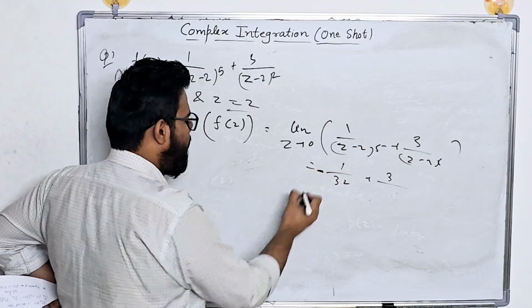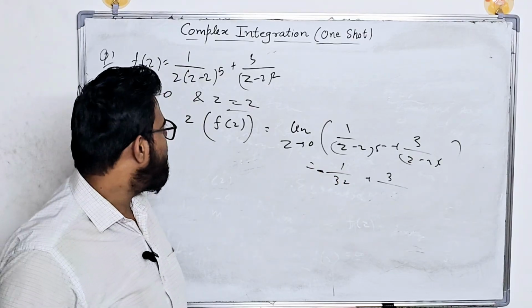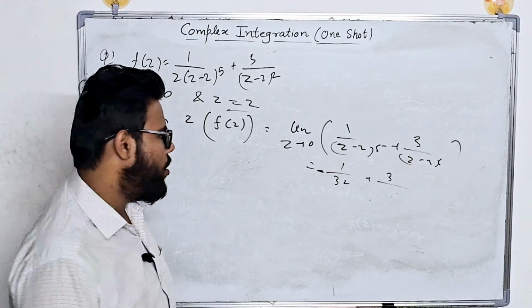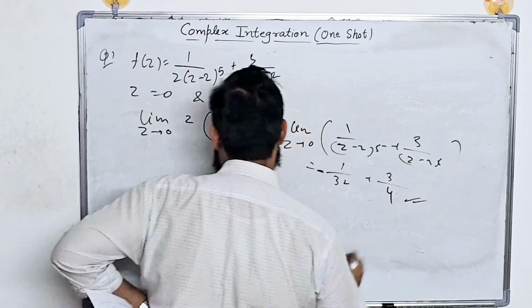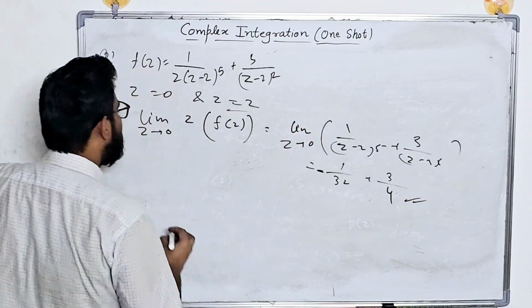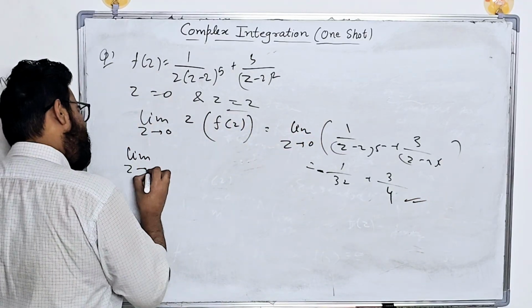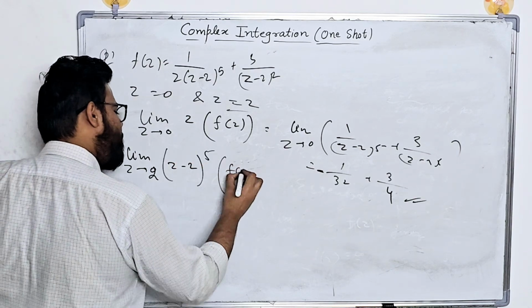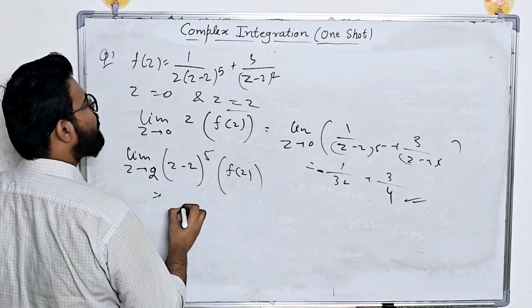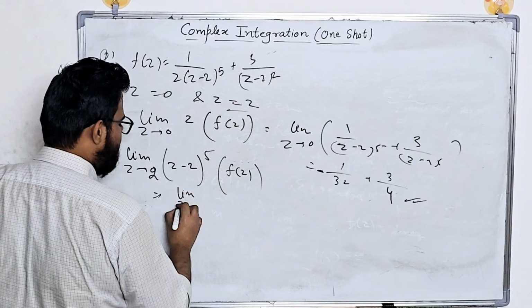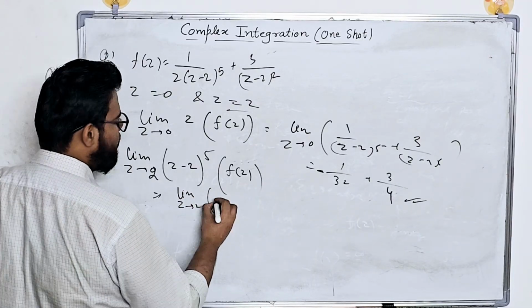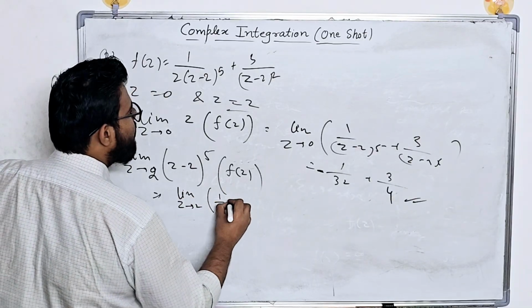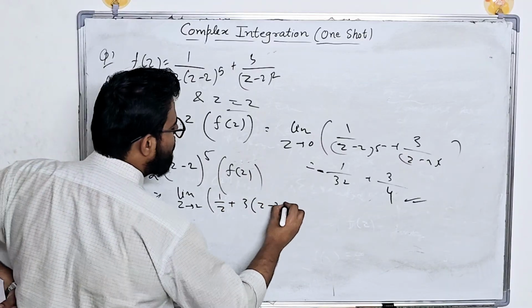It will be negative, this value. Z minus 2, what is z minus 2? It is negative 2, whole square is equal to 4. So that is the expression; you can solve it further. Now the limit at z tends to 2 of z minus 2 raised to power 5 times f of z is equal to the limit z tends to 2 of the quantity 1 by z plus 3 times z minus 2 raised to power 3.